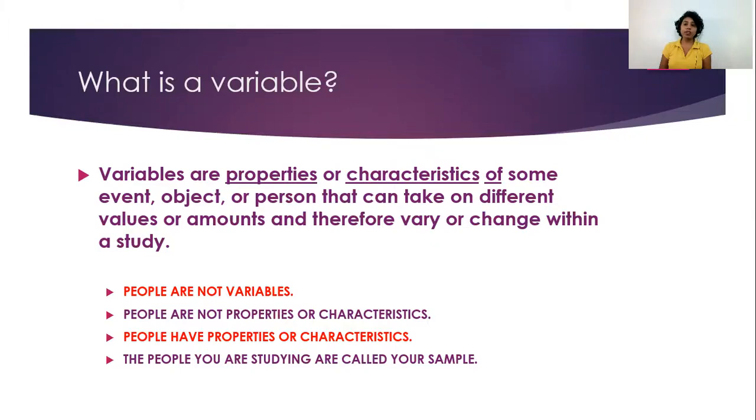Notice that our definition of variables has three parts. The first one is that variables are properties or characteristics of something. The second part is that these variables can take on different values or amounts. And the third part is that they can vary or change within a study. What does this really mean, though?